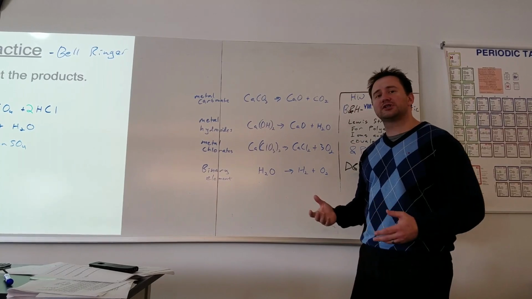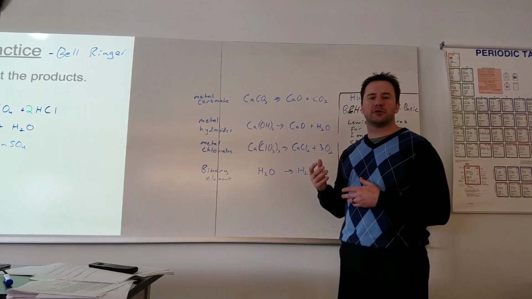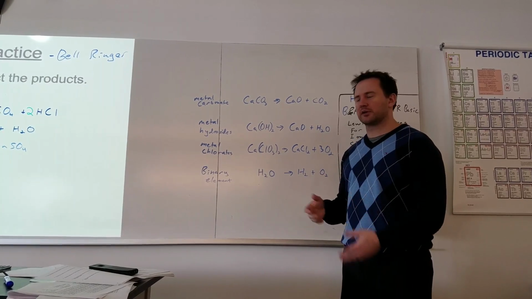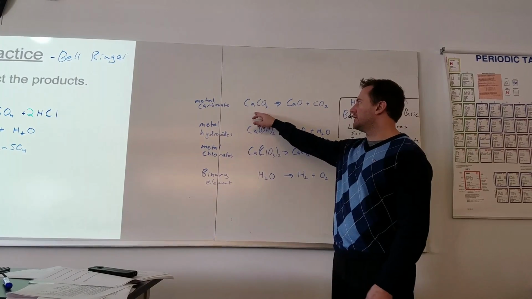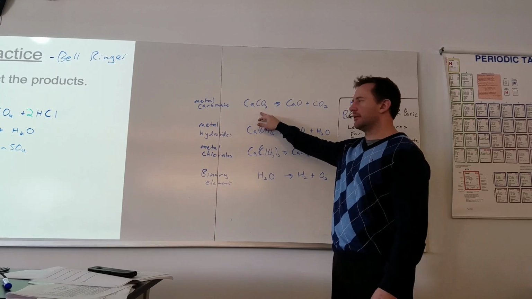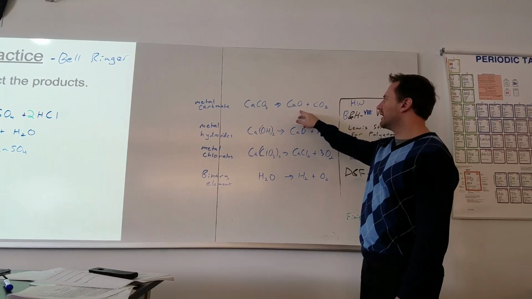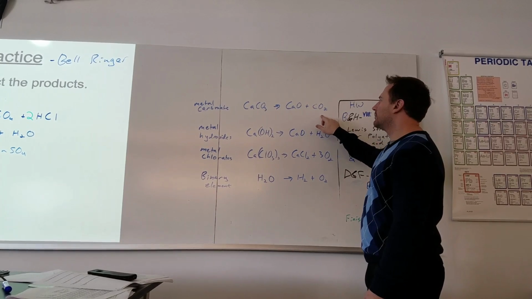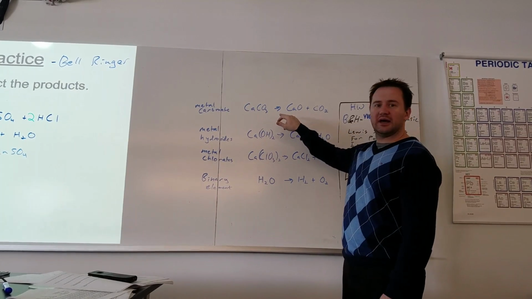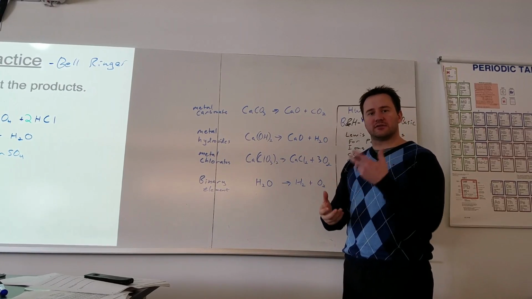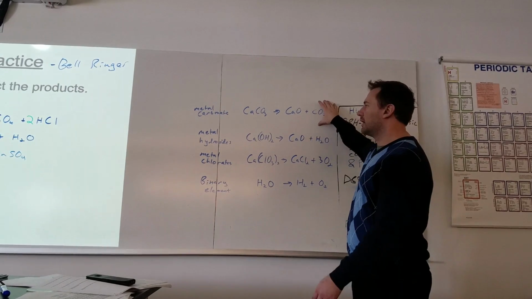So we'll go over what each type of those are, and this will let you predict what's going to happen when you have a decomposition reaction. You'll be able to predict the product. So metal carbonate, say calcium's your metal, carbonate's your anion. What's going to happen is when you heat it, you can break it apart into calcium oxide and carbon dioxide. So what you're going to have left is the metal oxide and then carbon dioxide.